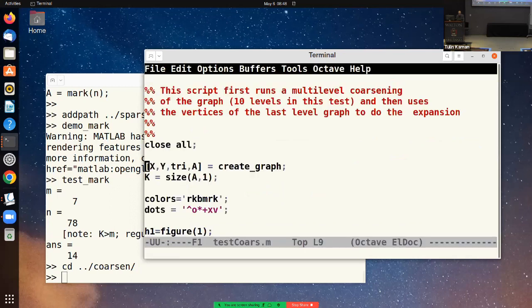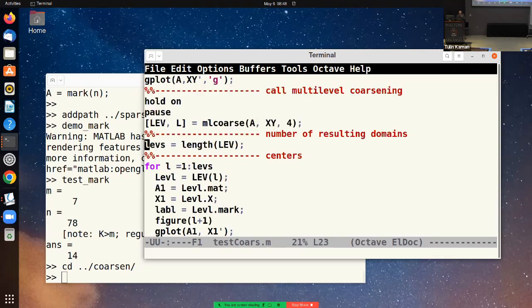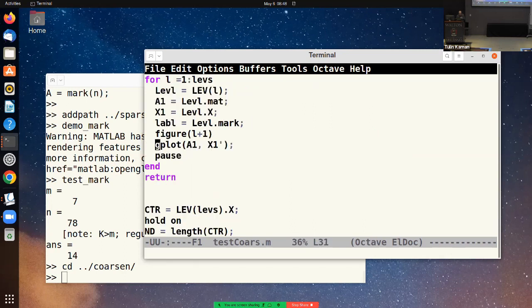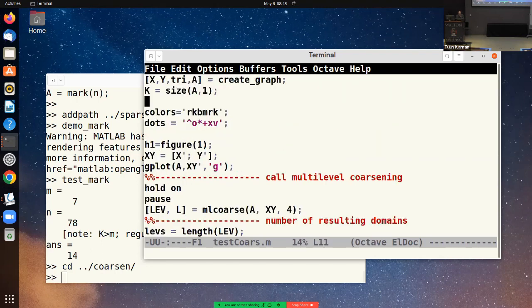So I create a graph. That's a simple thing, very similar to the one I showed yesterday with finite element assembly. I'll just show the graph here. And then I do multi-level coarsening. Here's what happens. I will show these matrices one by one, the levels one by one. So actually the number of levels is what here? I think it was like 4 or 5.